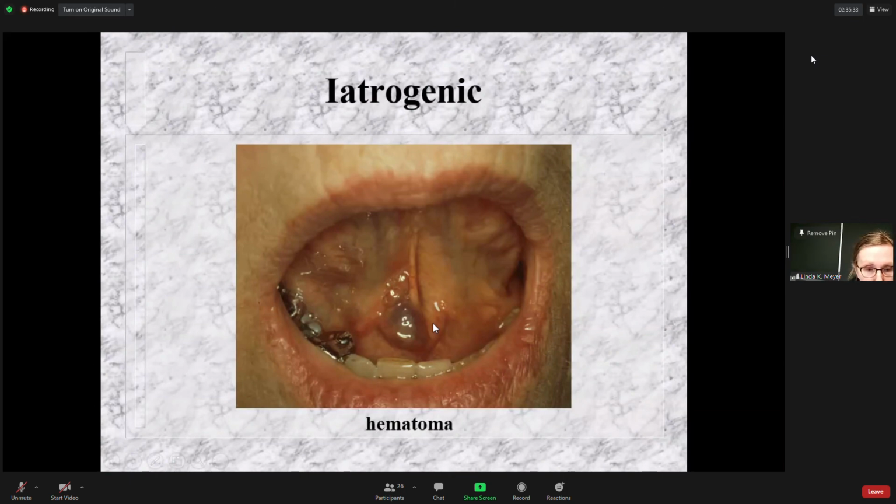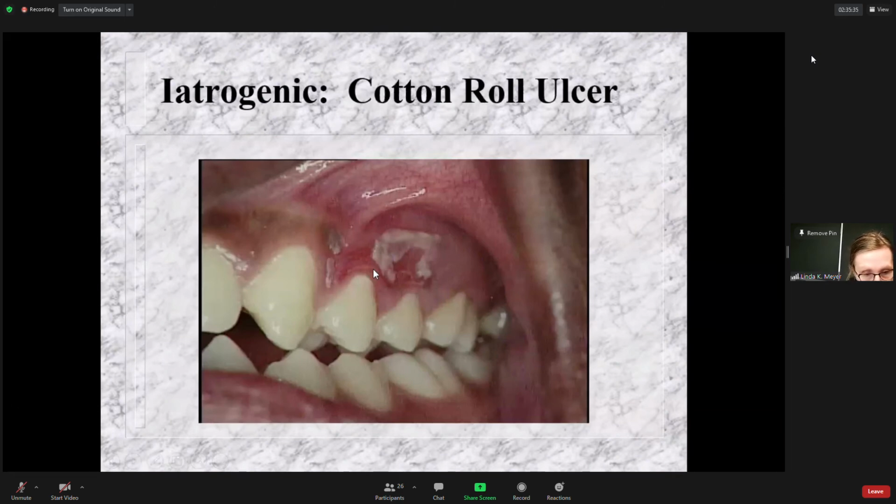Sometimes you're going to use a cotton roll to isolate an area. For example, when you're applying sealants, here's an iatrogenic injury called a cotton roll ulcer. The cotton roll stuck to the epithelium of the gingiva, and the clinician did not wet the cotton roll. So some of these can be minor injuries to the patient, or they can be actually life-threatening injuries to the patient.